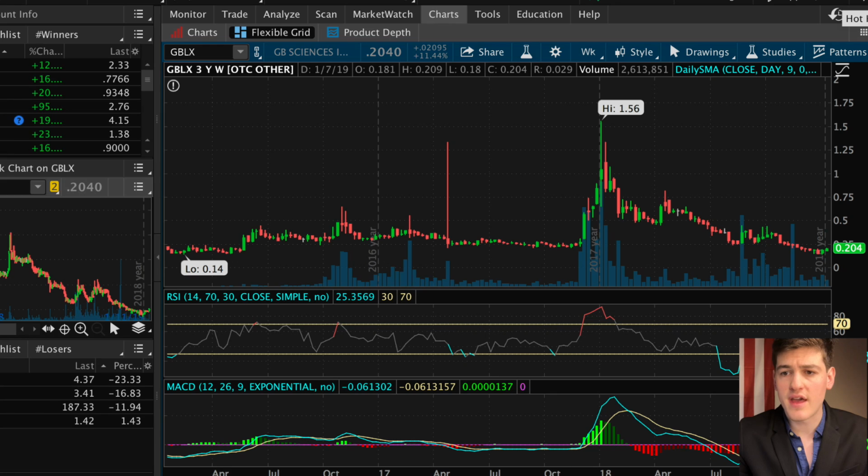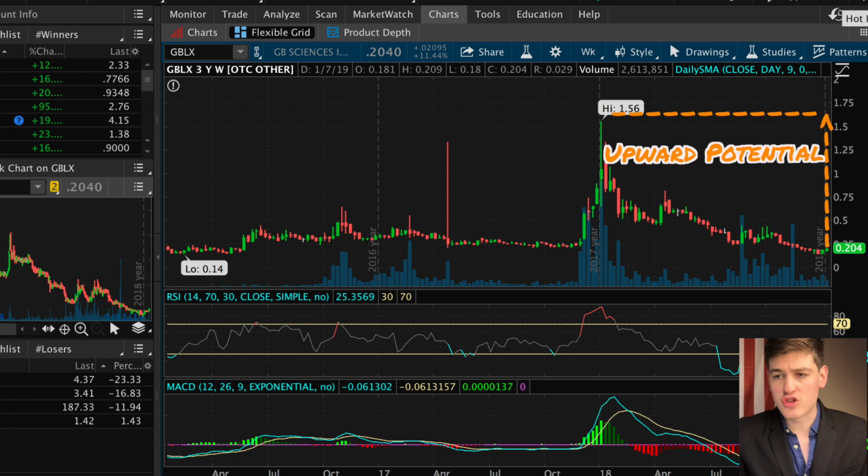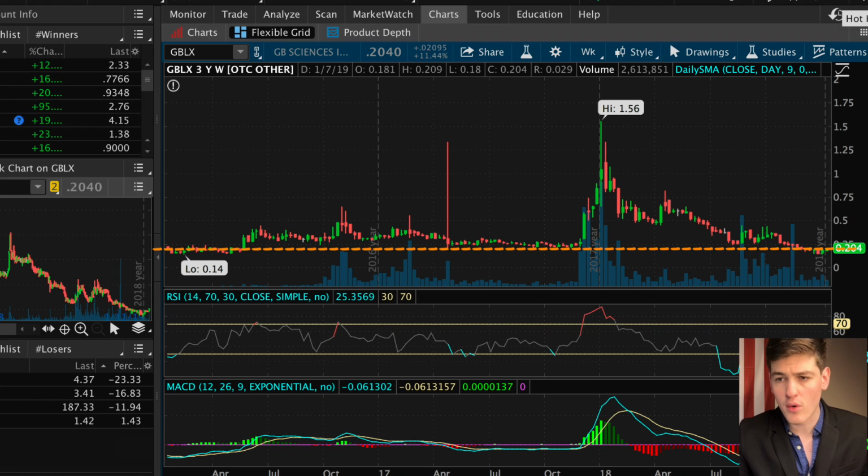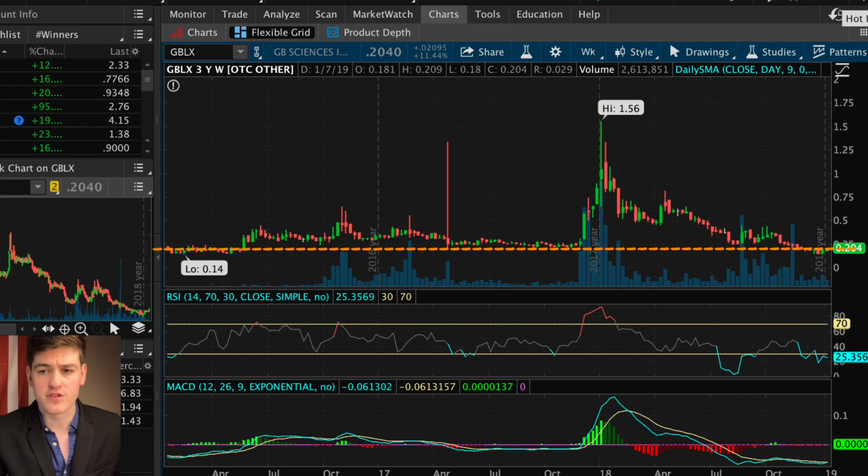Now with GBLX, it has some good upward potential with it breaking down from 156 a share all the way down to about 20 cents a share. With this, there's great upward potential, and you can also note that we also see a breakdown past long-term support, but we're seeing signs of it being oversold on the RSI, which could be a solid sign of a reversal.